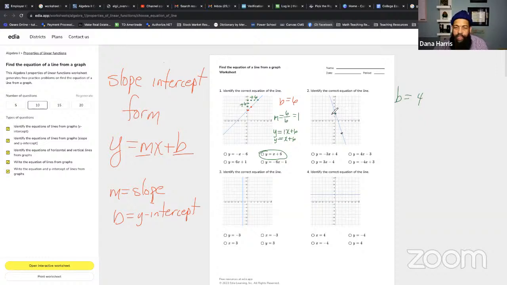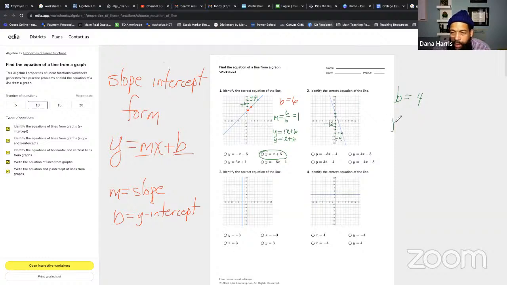Okay, so this time we got a negative slope. How do I know that? Because it's slanting downwards from left to right. So let's go down 2, 4, 6, 8, 10, 12. And then I go to the right, 2, 4. Okay, so -12 over +4.